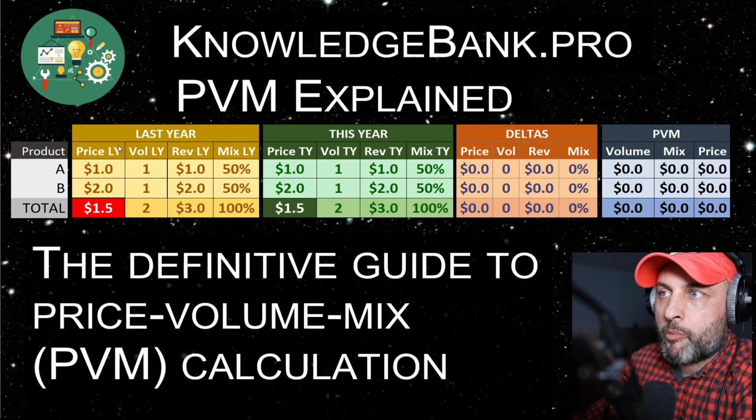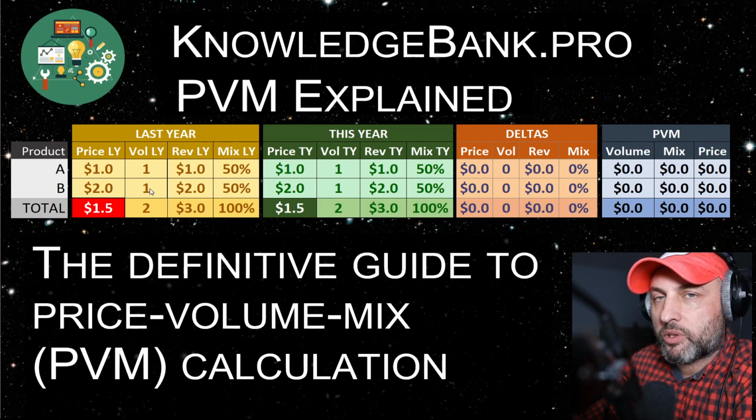Then we're going to be comparing our performance to last year. So for both of the products, we have their price, $1 for product A and $2 for product B. We have the volumes, what we sold last year. We just sold one of each. And if I know the price and the volume, I can obviously calculate the revenue. Then here we have mix. I will spend a little bit more time on this in just a little bit.